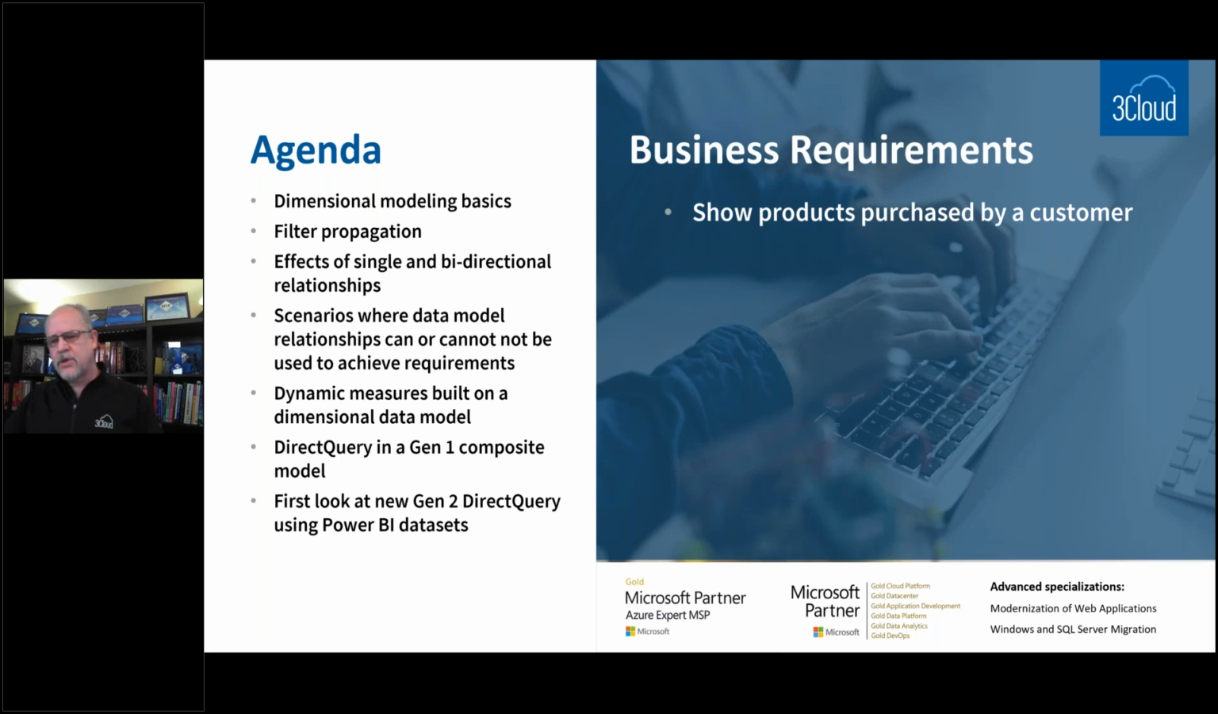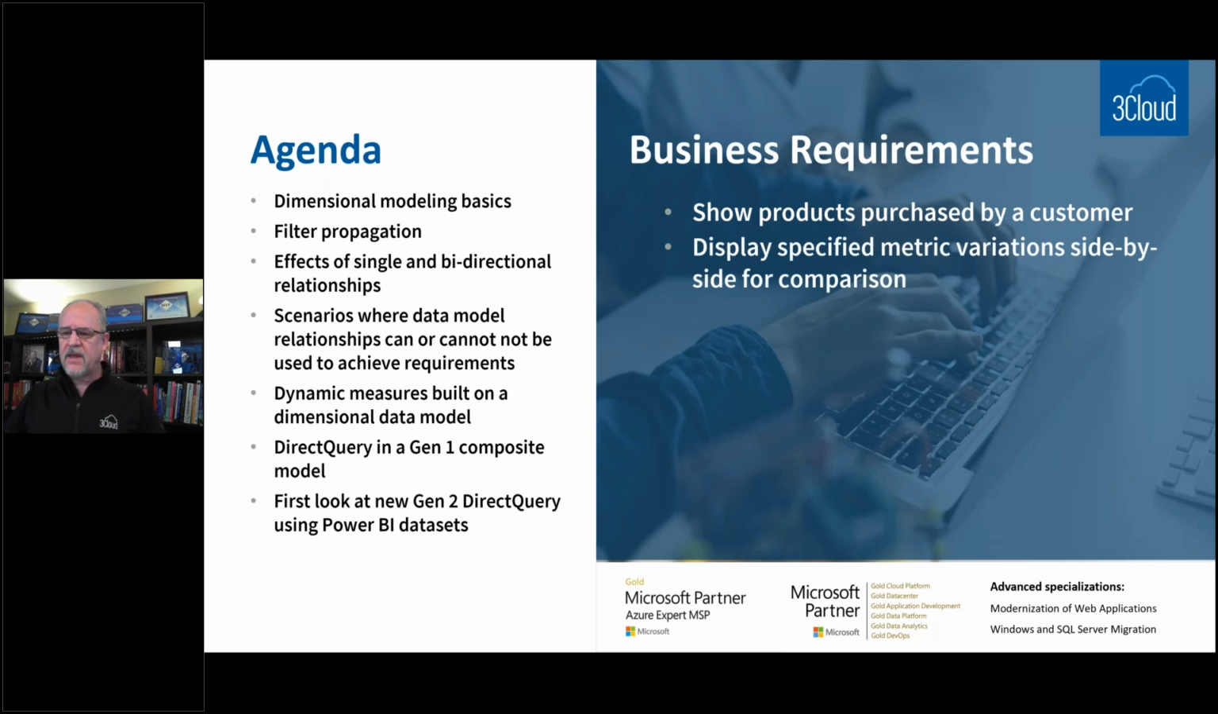I'm going to introduce all of these topics, so I won't take a lot of time with them now, but we'll show products that are purchased by a customer. Within a dimensional model, we're going to display specific measure variations or metric variations side by side for comparison, things like current period, month to date, year to date, same period last year, fiscal period, things like that.